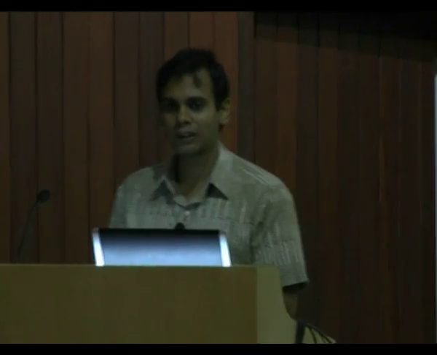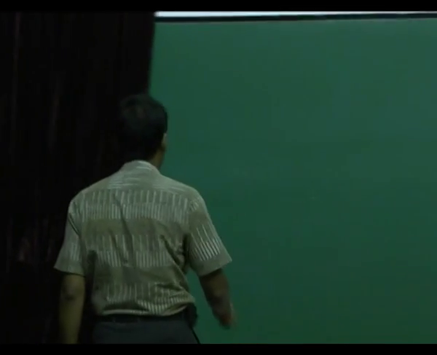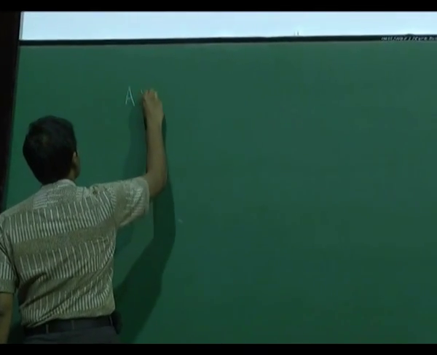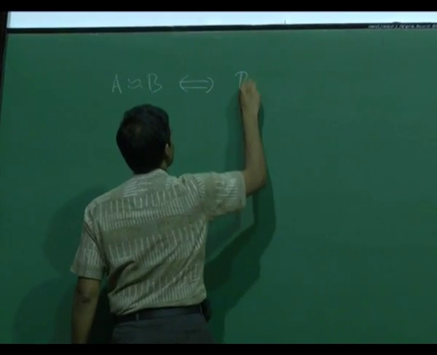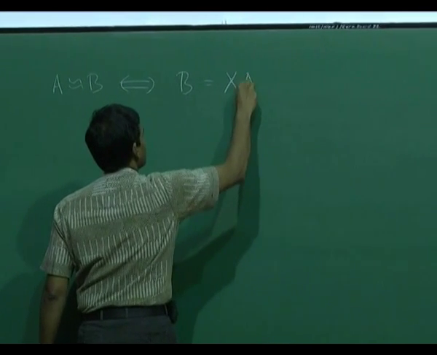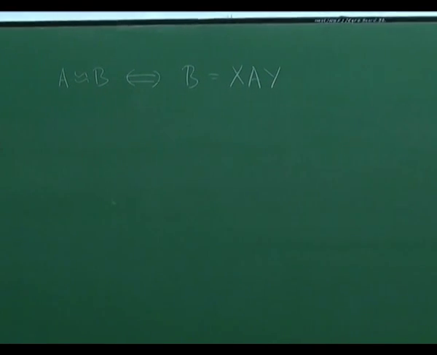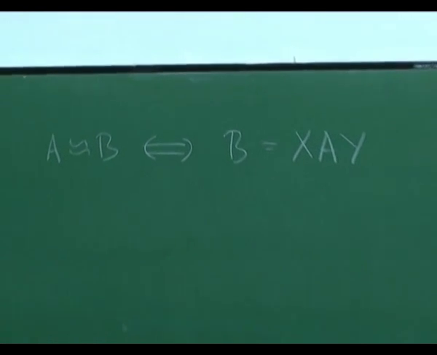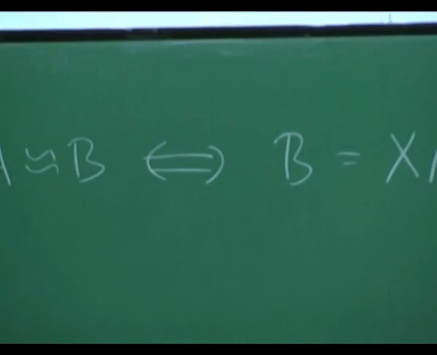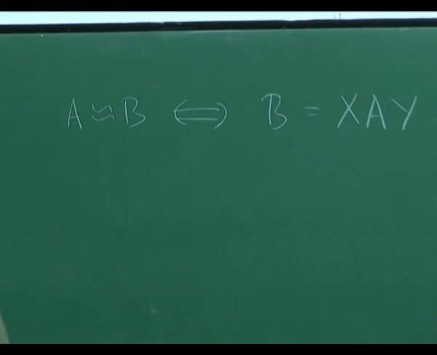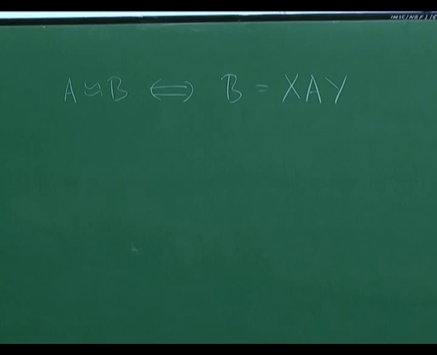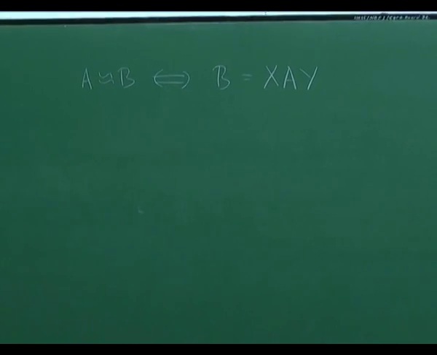Okay, so last time we were talking about equivalence of matrices, and the definition was that A is equivalent to B if B is xAy, where x and y are invertible matrices. And even though I did not say anything, we were assuming that these matrices have entries in a field like real numbers or complex numbers or rational numbers, whatever you like.